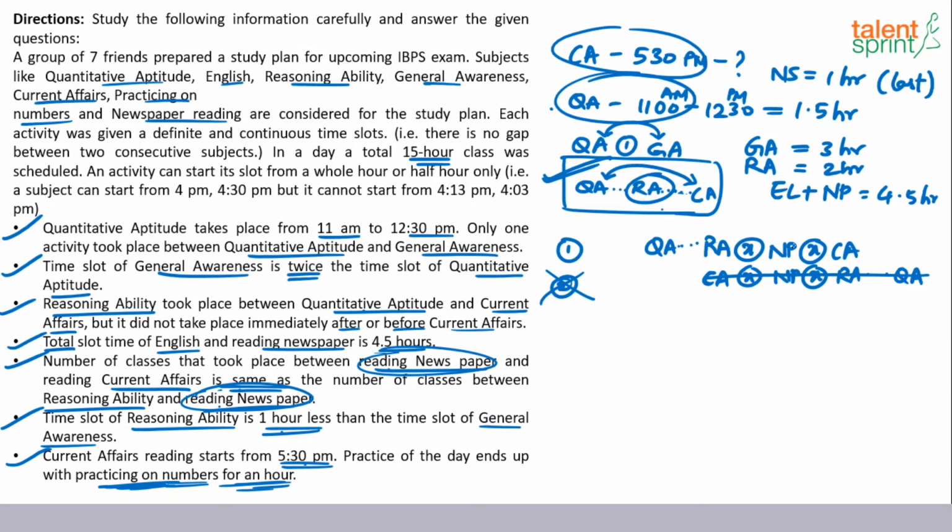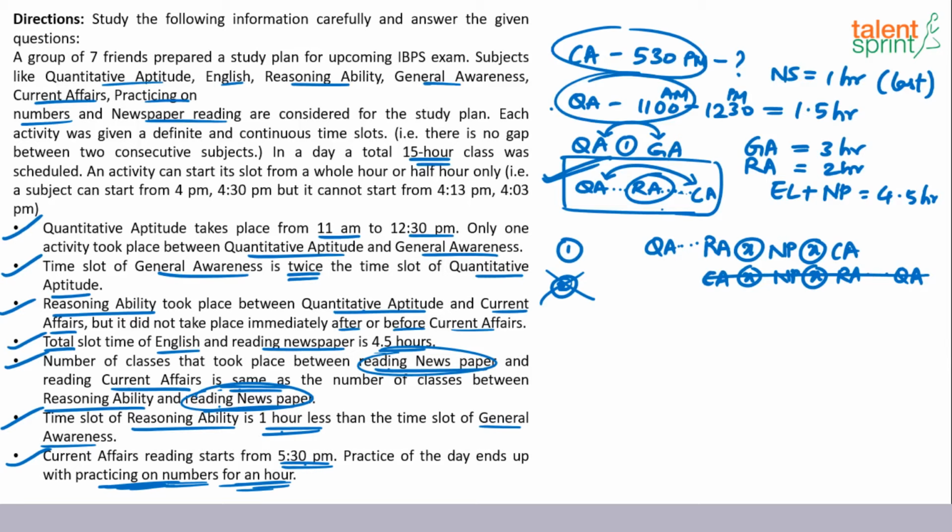The other point is what can be the value of x? How do you want to use it? See, can x be 0? X can be 0. RA and NP are together, NP and CA are also together. The point holds true then. The number of classes that took place between newspaper and current affairs is the same as the number of classes that took place between reasoning ability and newspaper. 0 and 0. Both are the same. X can be 0, 0. X can be 1 and 1 also. One subject between reasoning and newspaper, and one more subject between newspaper and current affairs.